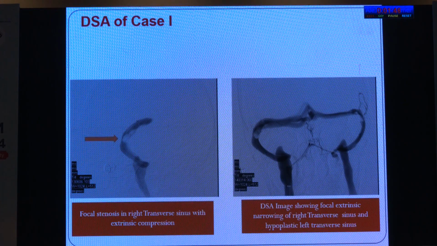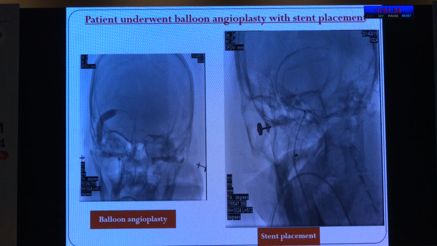This is a DSA, you can see over here. This is the transverse sinus stenosis on DSA, definite, and there was a pressure gradient between the distal part and the proximal part. It was more than 10 millimeter of mercury. So this is how it was planned. You can see this is the balloon which was put into the transverse sinus, and after ballooning it, the stent was put. You can see over here, this is a meshed stent.